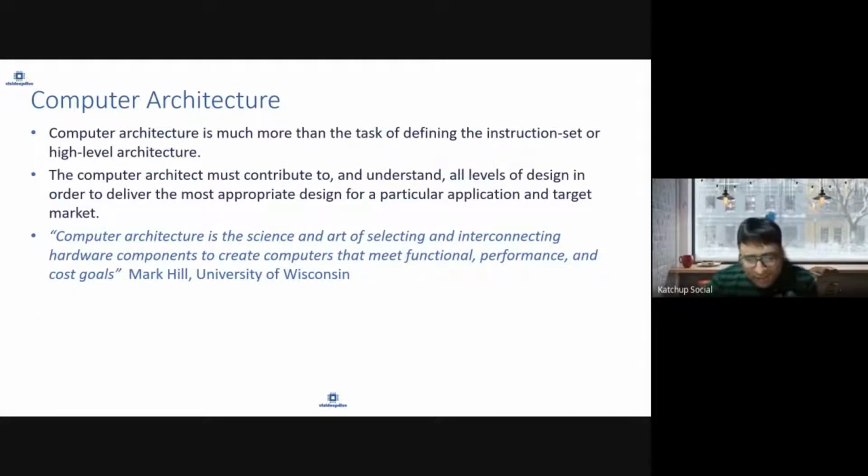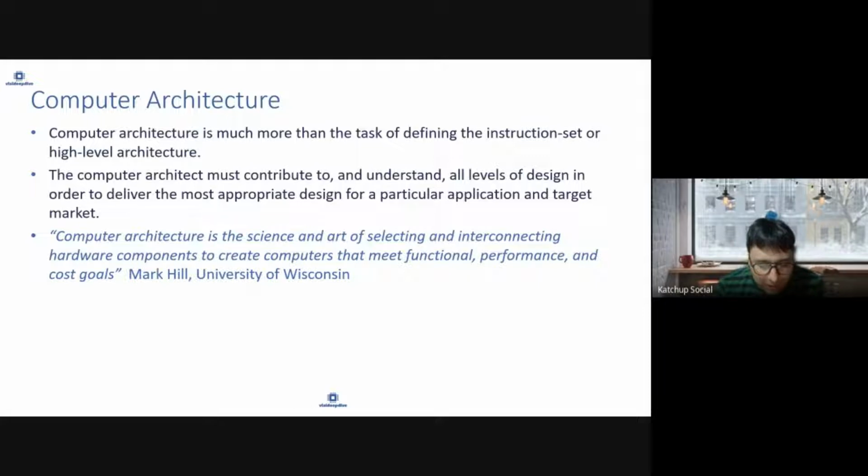To explain in more detail, computer architecture is not just defining the instruction set or the high-level architecture. The person defining the architecture must understand multiple aspects of the design, all levels of the design, and figure out the multiple options available, both at the microarchitecture level and at the software level, to deliver the requirements. These requirements can be performance, security, or power requirements. So it's both science and art.